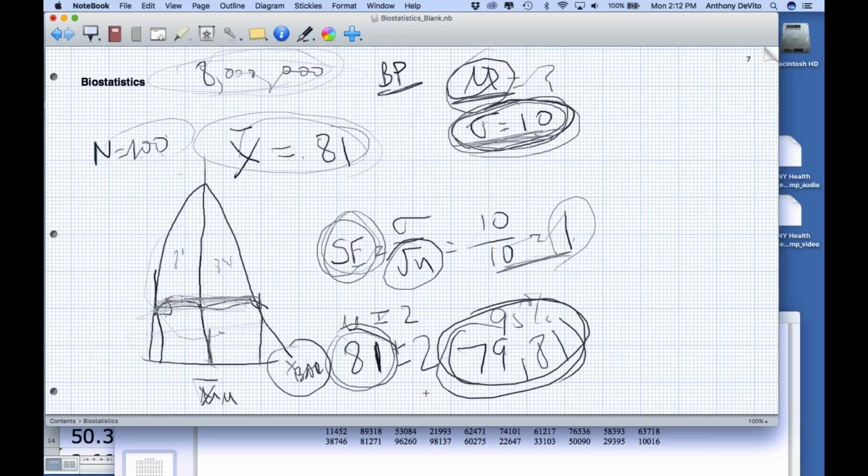I'm sorry, say it again? Yeah, the question was, is it because it's a normal distribution? The answer is yes. Ideally, this works best with a normal distribution.